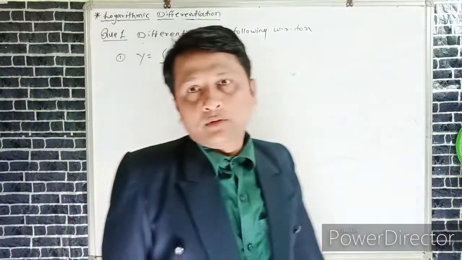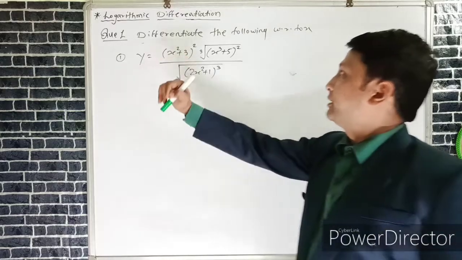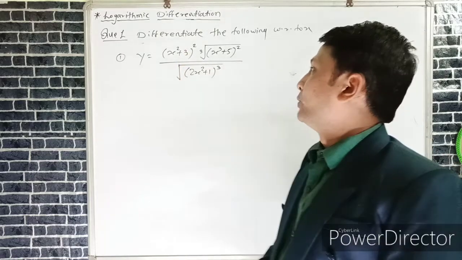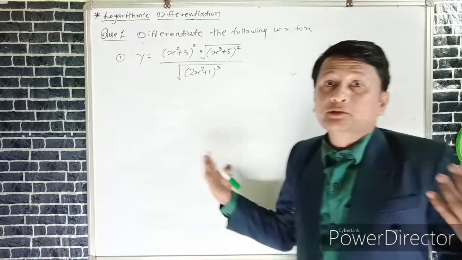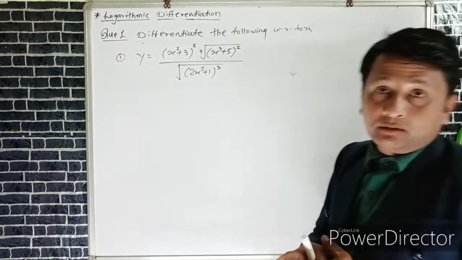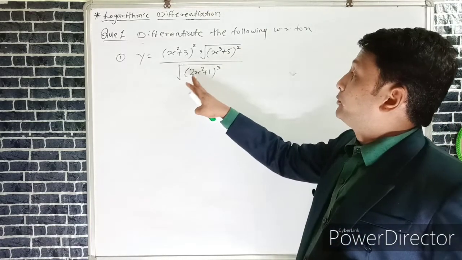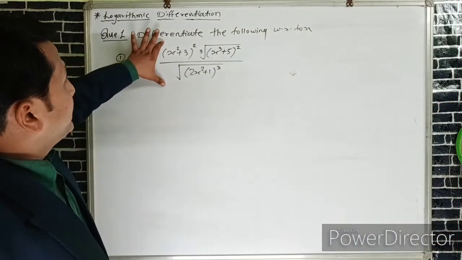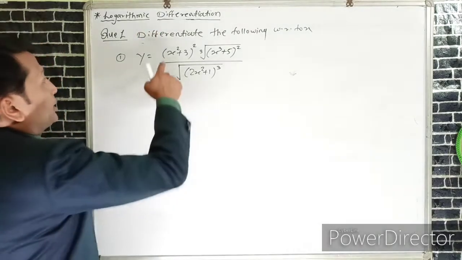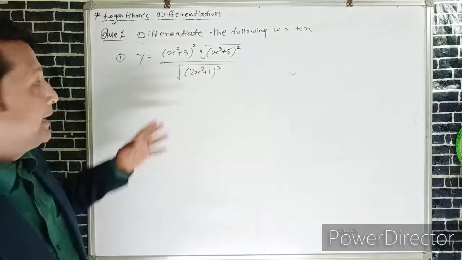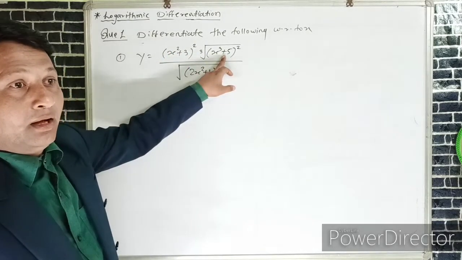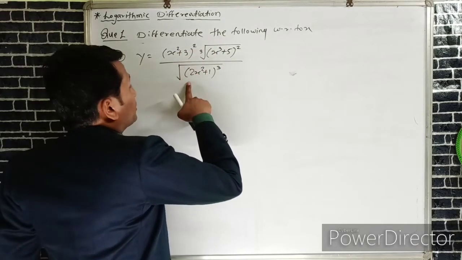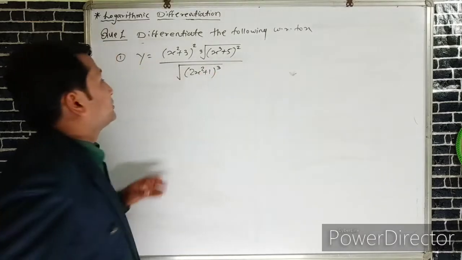After the introduction, we start question number 1, which is a solved example: differentiate the following with respect to x. The given function y is equal to x square plus 3 whole bracket square, cube root of x cube plus 5 whole square, upon under root of 2x square plus 1 whole bracket cube. You know the given function is very complicated. In the numerator there are two functions in multiple form, and this whole numerator is in quotient form with the denominator, under root of 2x square plus 1 whole raised to the power 3.